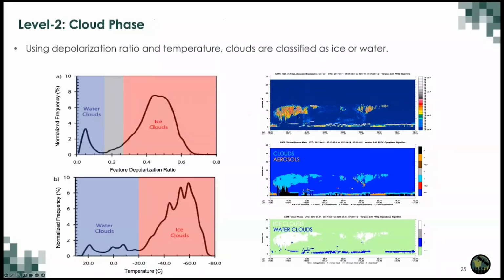And so here's an example. Here's attenuated total backscatter from CATS, level 1 product. Here's the level 2 cloud aerosol discrimination. And then going here, here's the cloud phase. So the white clouds are the cirrus clouds, blue are the water clouds. And you'll notice that where it was orange in this panel is not depicted here because those are aerosols. This is just a vertical profile of the clouds and their phase.